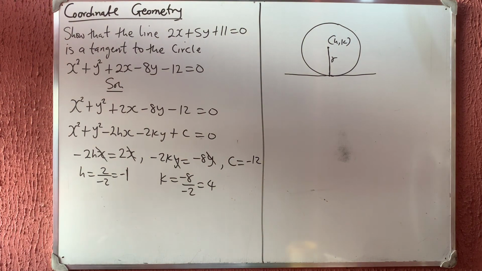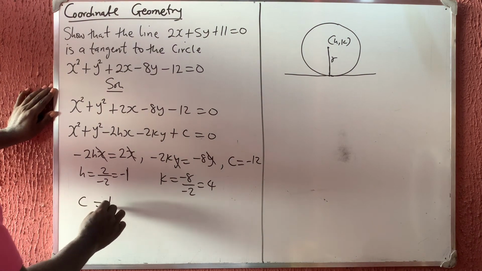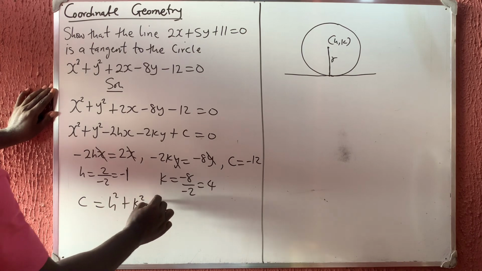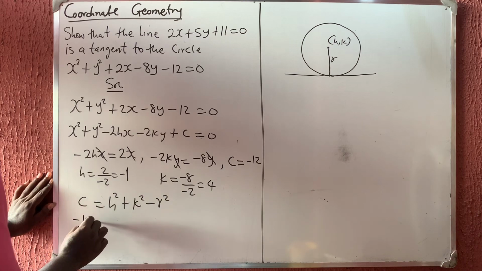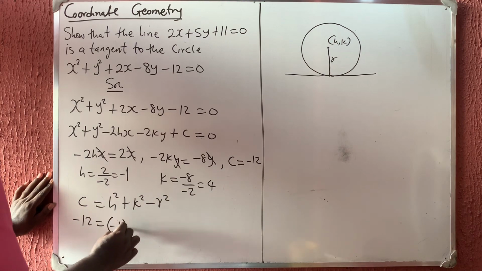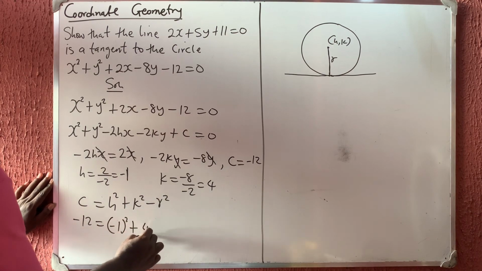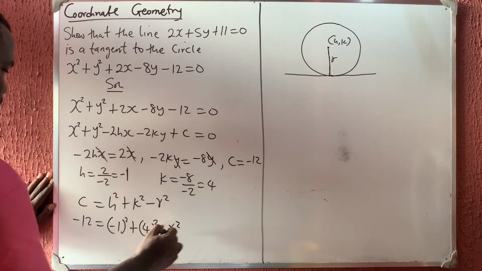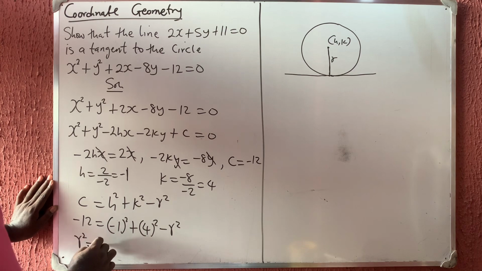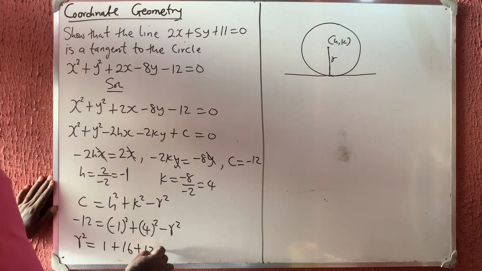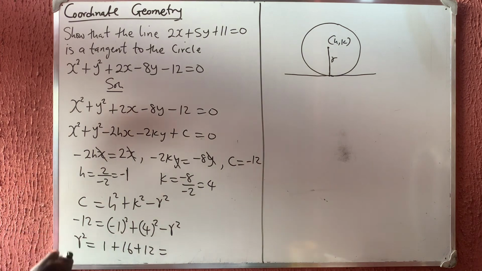But there's a formula for c. Don't forget that c is equal to h squared plus k squared minus r squared. It will help us to get the radius. So I'm having that minus 12 is equal to minus 1 all squared plus 4 squared, then minus r squared. So this one can come here, this one will go here. Therefore r squared is equal to minus 1 squared, which is 1, plus 16, then plus 12. So you see this is 13 plus 12, that is 29.